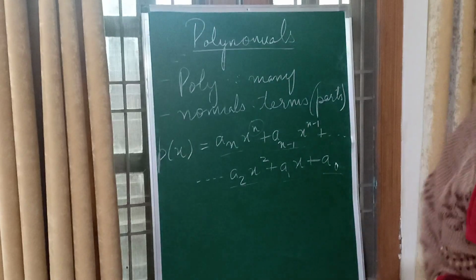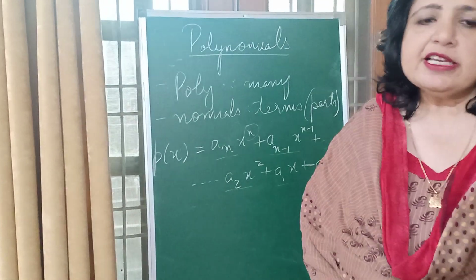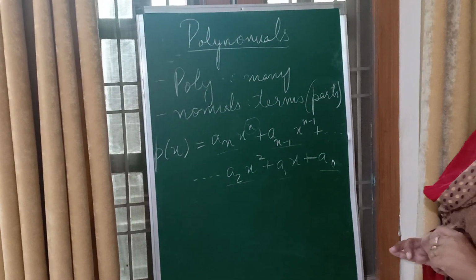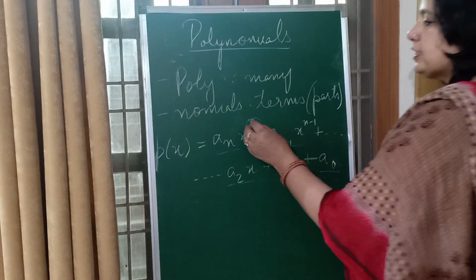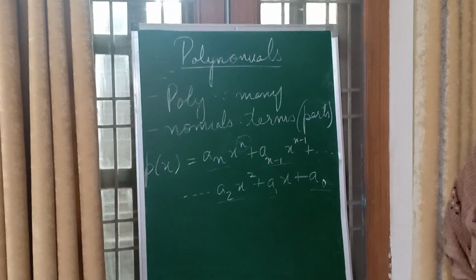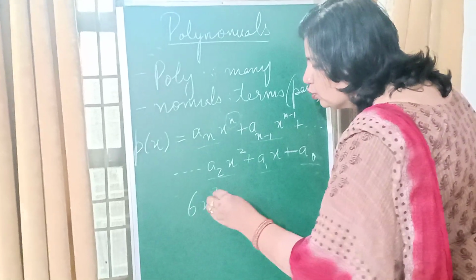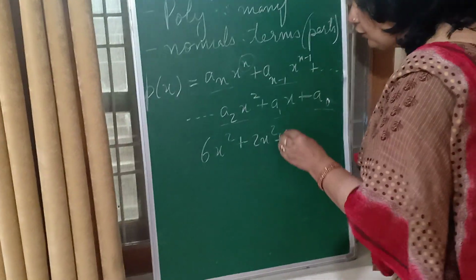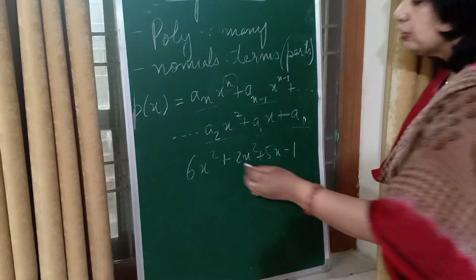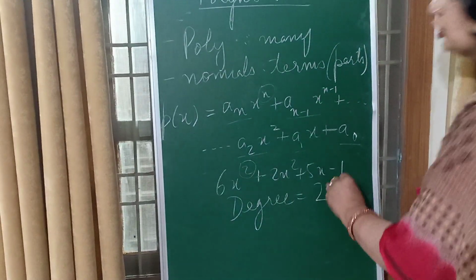Now, what is the degree of the polynomial? We are saying here that n is the degree of the polynomial. The highest exponent on the variable in a polynomial is called the degree of the polynomial. So here the highest exponent on the variable x is n, so n is the degree of the polynomial. If we take a polynomial 6x cube plus 2x square plus 5x minus 1, here the highest exponent is 2. So the degree of this polynomial is 2.